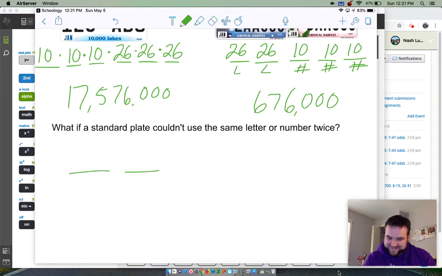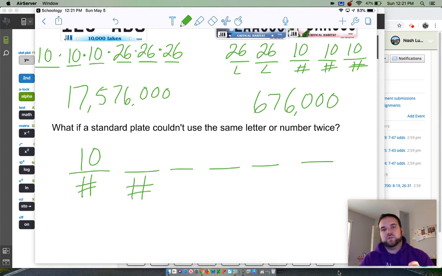We still have 6 slots to fill, and the first one's a number, so there's going to be 10 possibilities. Next one's a number, but I can't use the number I just used. So let's say the first number is a 6. Now I have 0 to 9, but I can't use 6 again. So then this will go down to 9 possibilities. And now there are 2 numbers off the board, so the third number only has 8 possibilities. And you can see how that would keep going down by 1 if we had more digits.